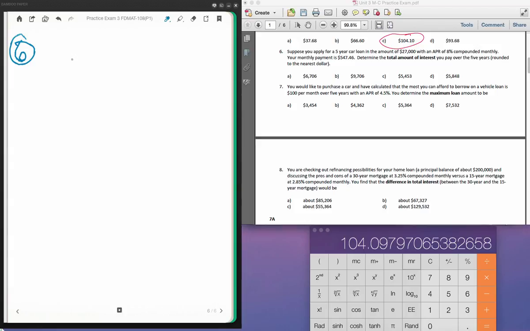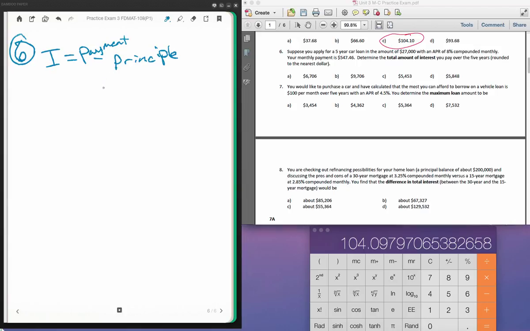So since we're looking for the amount of interest, what we want to do for this 5 years is take the total amount of our payments minus how much principal we had. So interest will be equal to the payments we make minus the principal, how much we borrowed. Now it'll tell us how much we paid in interest.